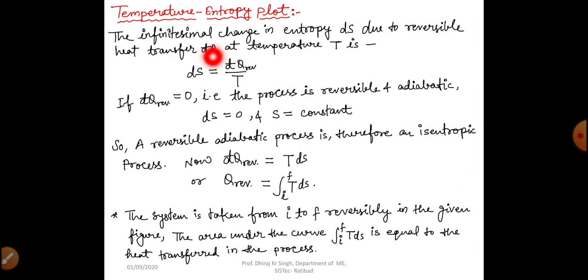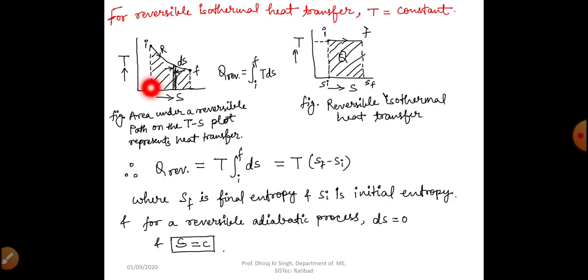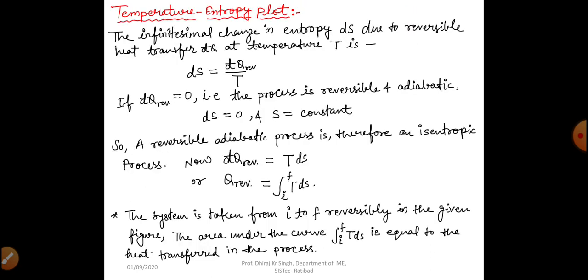So dear students, here we can see temperature entropy plot. In this diagram we can see this is our temperature, this is our entropy, and this is a reversible process starting from I and finishing at F, right? So the infinitesimal change, infinitesimal means very small. The infinitesimal change in entropy dS due to reversible heat transfer del Q at temperature T is dS equal to del Q by T.